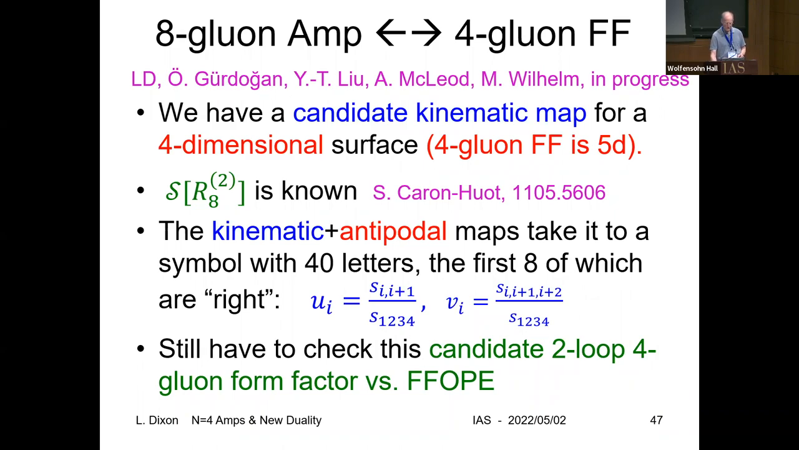Now, just one last word, we've also looked at the 8 gluon amplitude and tried to map it to the 4 gluon form factor. And we have a candidate kinematic map for it, but not in the full phase space of the form factor, in a one smaller dimensional subspace. And Simone provided about a decade ago the symbol of the 8 gluon MHV amplitude. And so we can apply the map and see if it works. And we're exploring that right now. And we don't know for sure if it's really the right function or exactly what we're supposed to do.